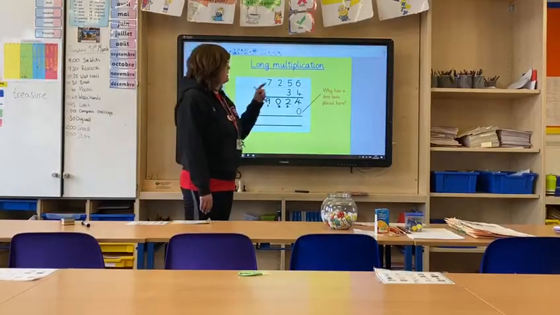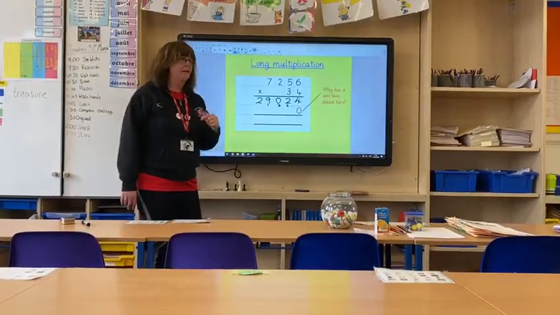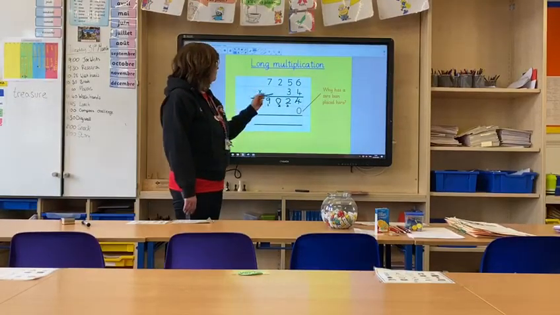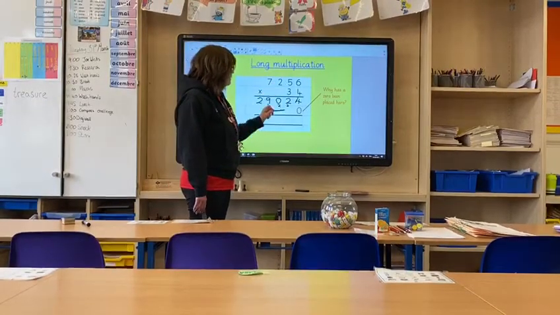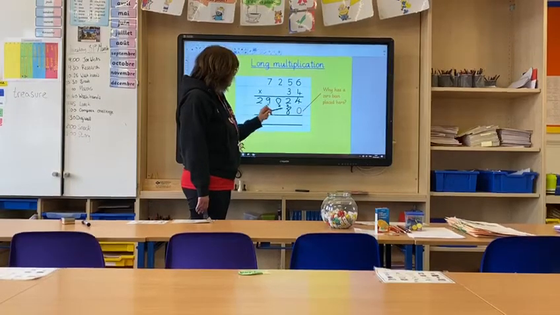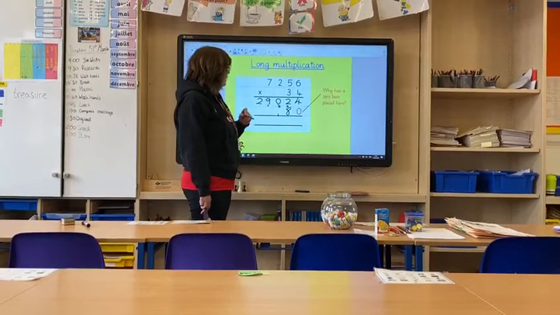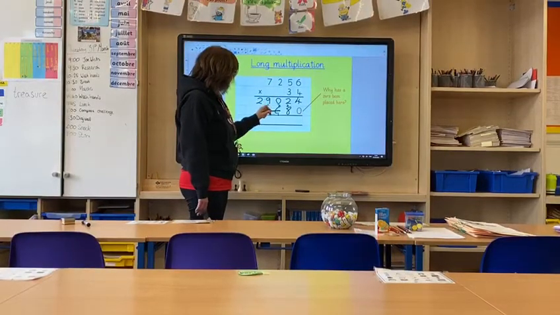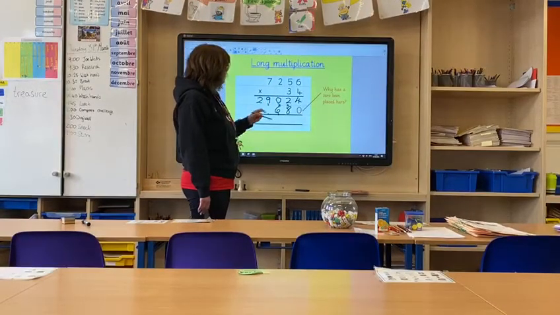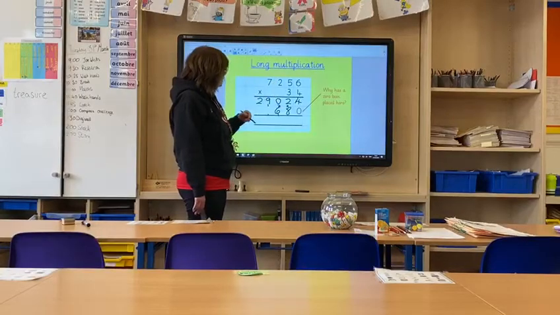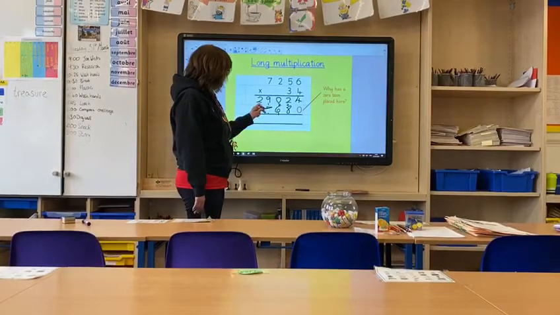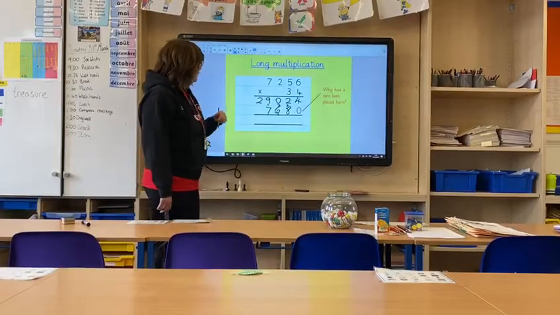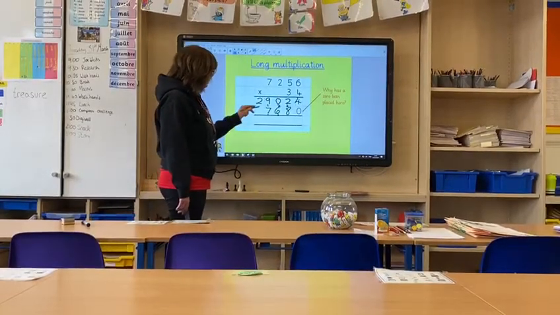I'm now going to multiply by my 10. Magic zeros there, just what I need. 3 times 6 is 18. Popping my 1 down there. 3 fives are 15, plus 1 is 16. 3 times 2 is 6, plus 1 is 7. And 3 times 7 is 21. I've got nothing to add here.